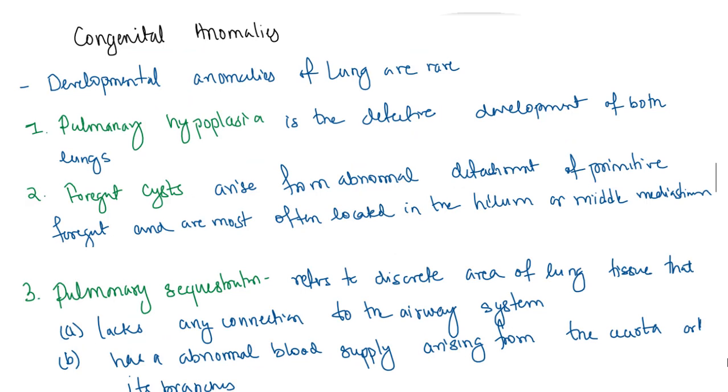Congenital anomalies. Developmental anomalies of lungs are rare. Pulmonary hypoplasia is the defective development of both lungs. Foregut cysts arise from abnormal detachment of the primitive foregut and are most often located in the hilum or middle mediastinum. Pulmonary sequestration refers to a discrete area of lung tissue that lacks any connection to the airway system and has an abnormal blood supply arising from the aorta or its branches.